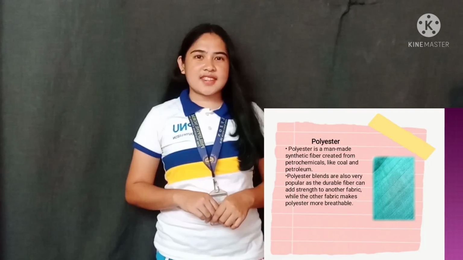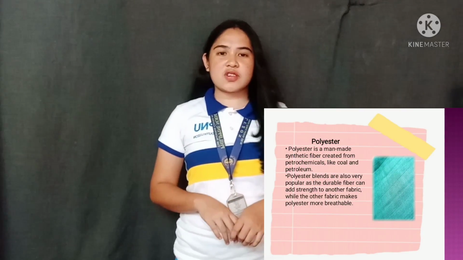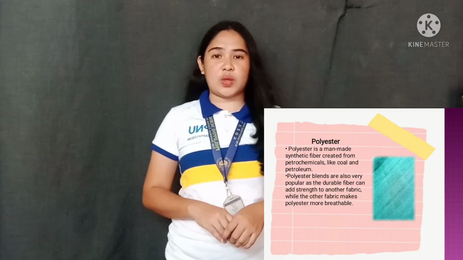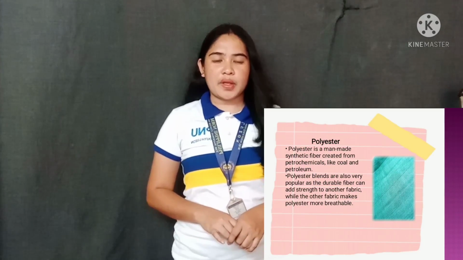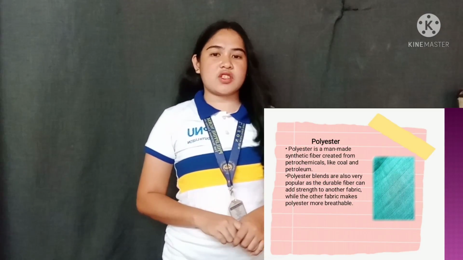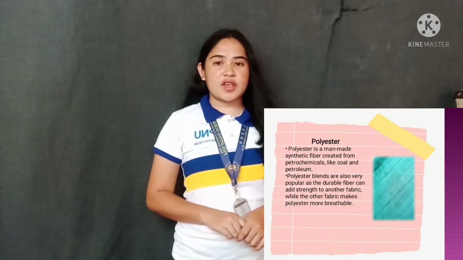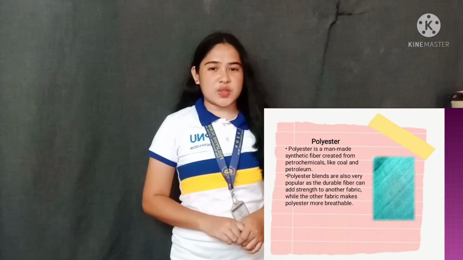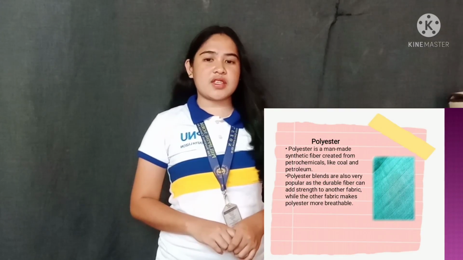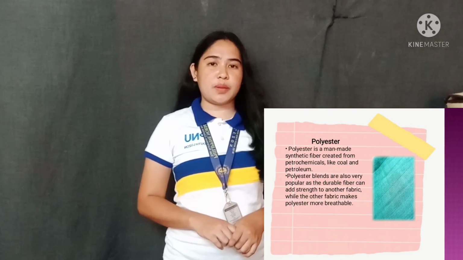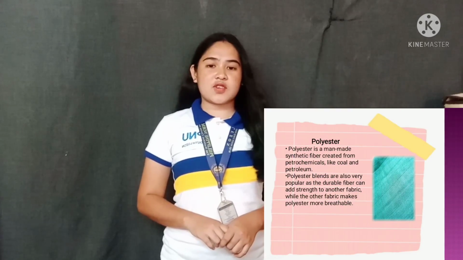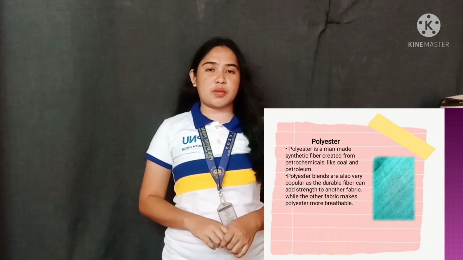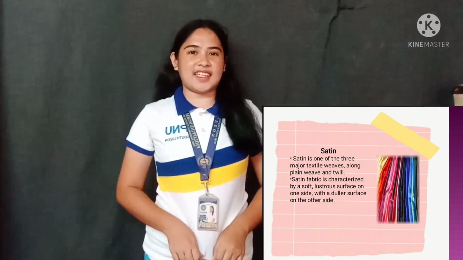Next is polyester. Polyester is a man-made synthetic fiber created from petrochemicals like coal and petroleum. Polyester fabric is characterized by its durable nature, however, it is not breathable and doesn't absorb liquids like sweat well. Polyester blends are also very popular, as the durable fiber can add strength to another fabric, while the other fabric makes polyester more breathable. Next is satin.